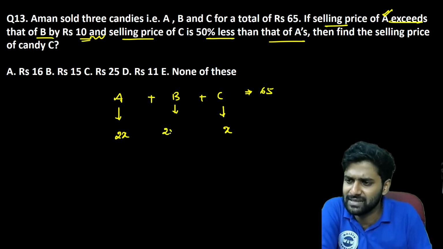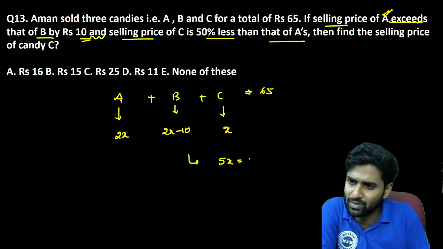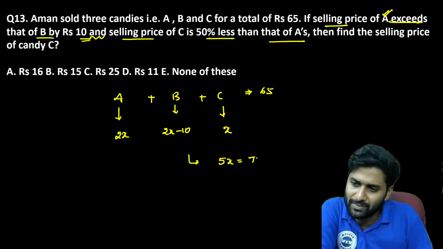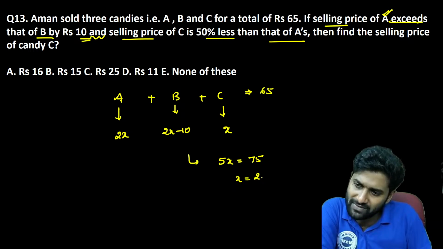According to the comparison, A's price is more than B's by 10 rupees, so B is less than A by 10 units. If you go through the calculation, you will get 5x exactly equal to, so 2x and x, if you add those values, it becomes 75. Then what about the x value here?